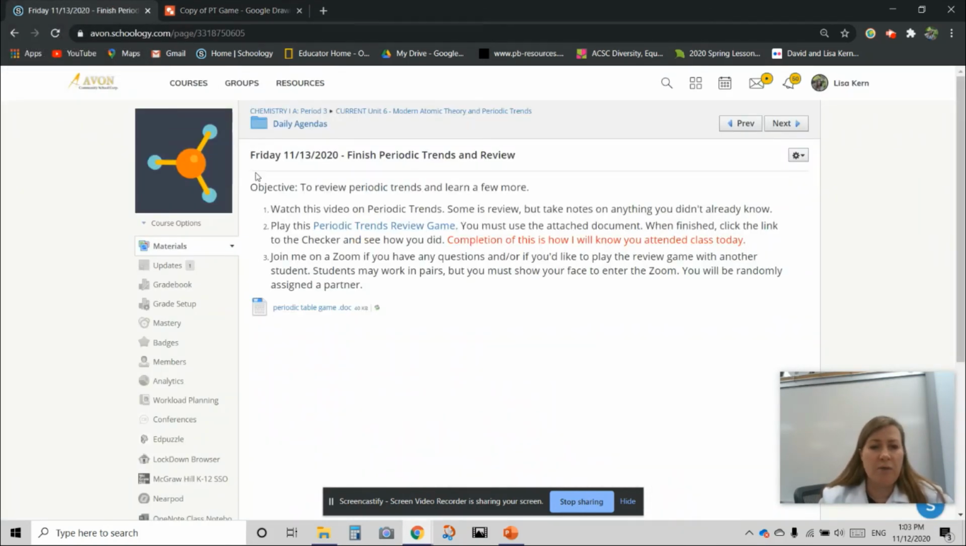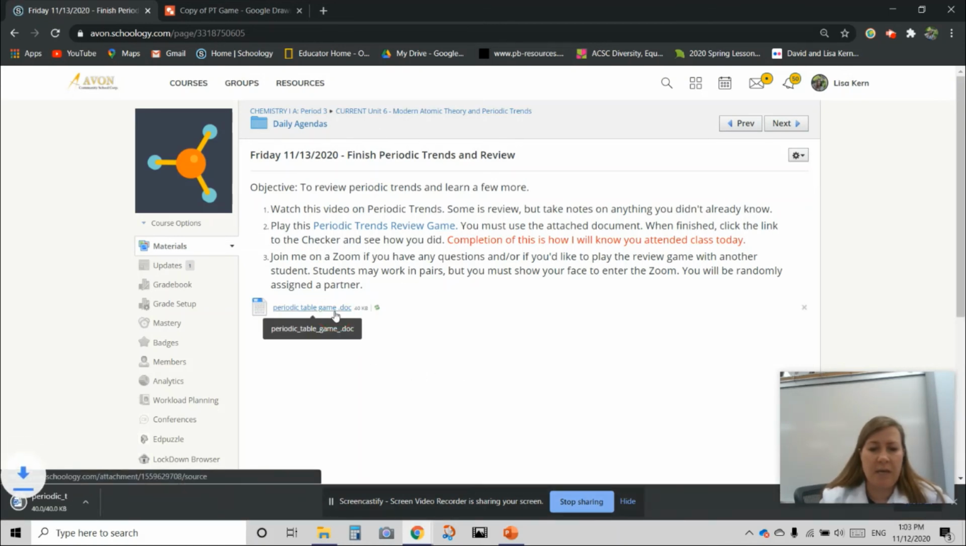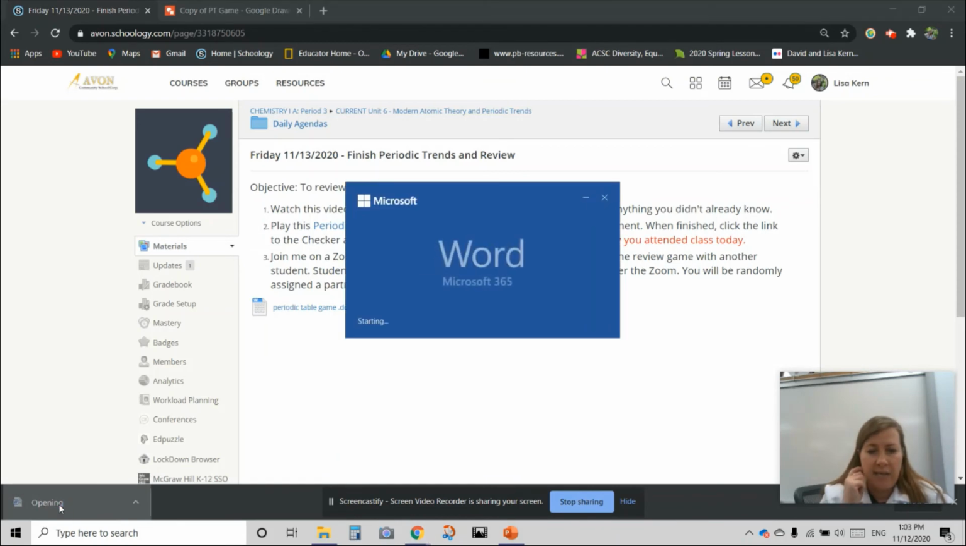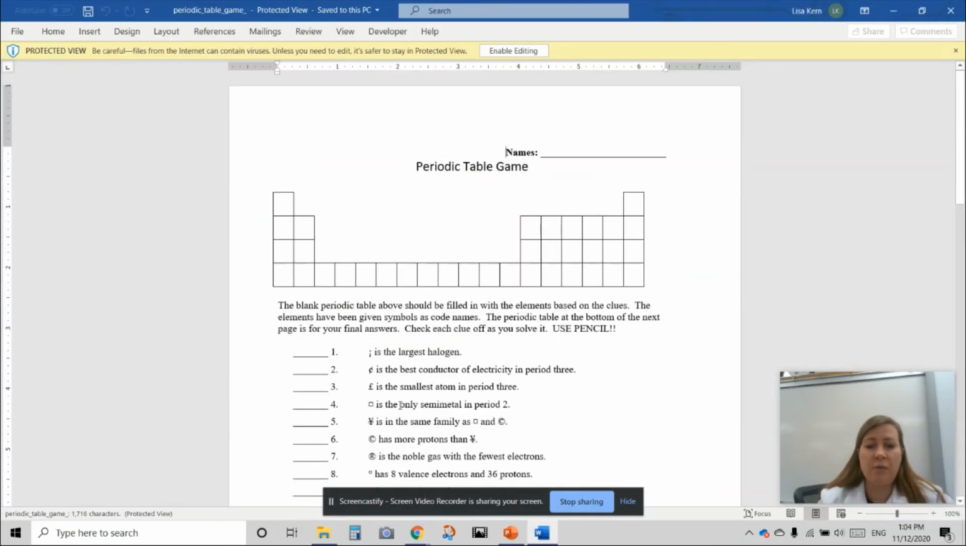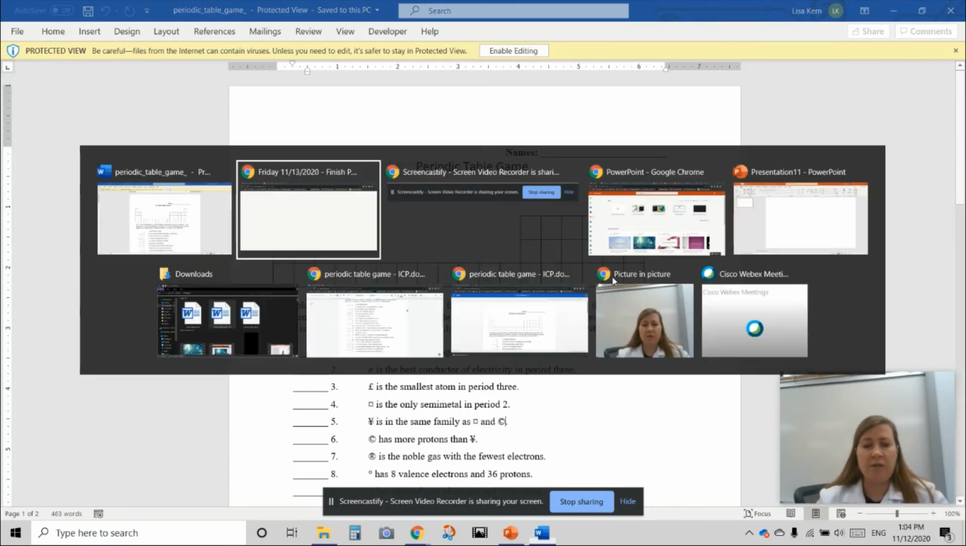So we're going to go back to our daily agenda and click on this periodic table game.doc. That will allow you to download the clues for where each symbol is supposed to be located. So for example, this one says upside down exclamation point is the largest halogen. And you should know that halogens are over here. So upside down exclamation point is going to be the one as you're going in a family, as you go down, the atoms get bigger. So it'll be the one at the bottom in the halogen column.